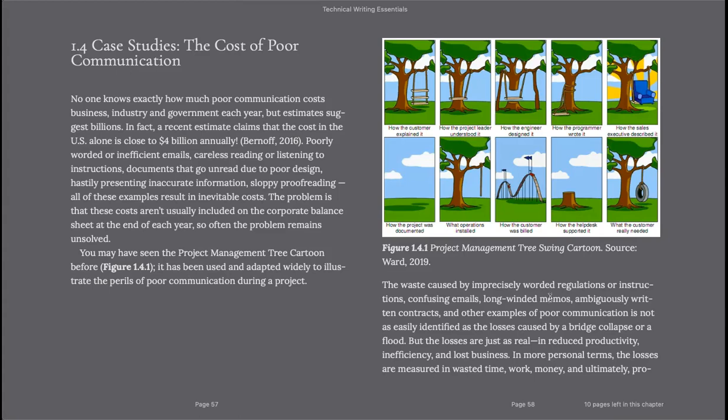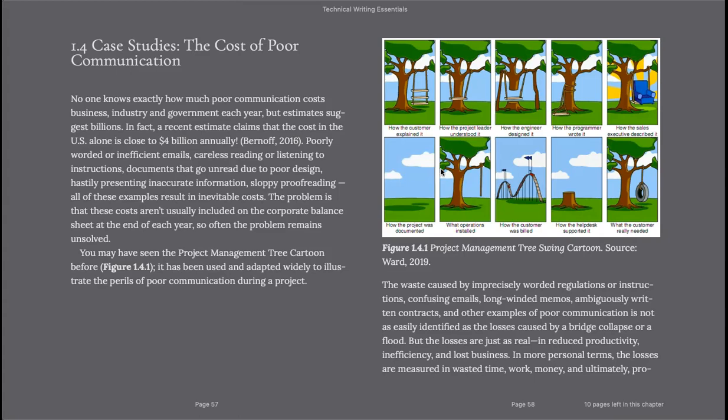The tree cartoon has been used and adapted widely to illustrate the perils of poor communication during a project. The project happened, but the communication didn't take place properly. The waste is caused by imprecisely worded regulations and instructions, confusing email, long-winded memos, ambiguous writing, and ambiguously written contracts. Other examples of poor communication are not as easily identified as the losses from a bridge collapse or a flood. So sometimes risk-taking projects just go insane.